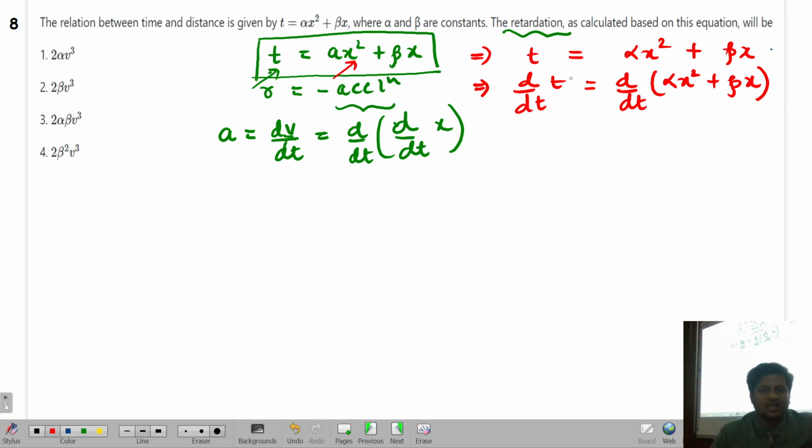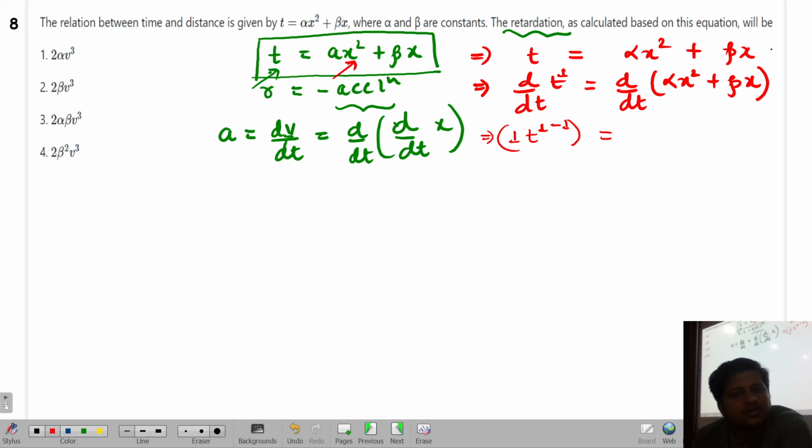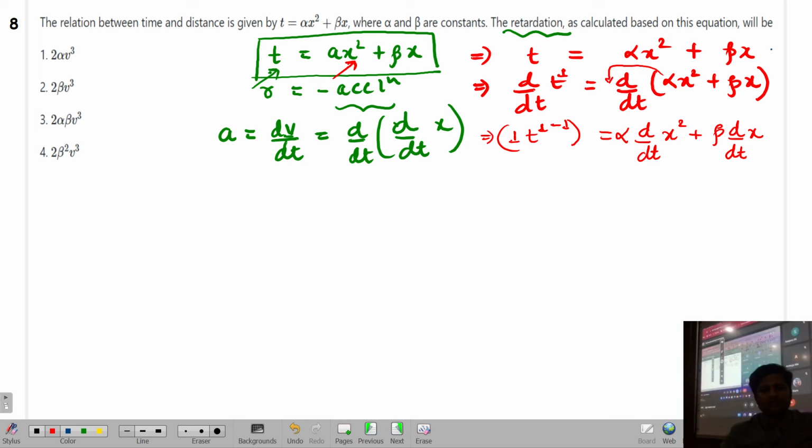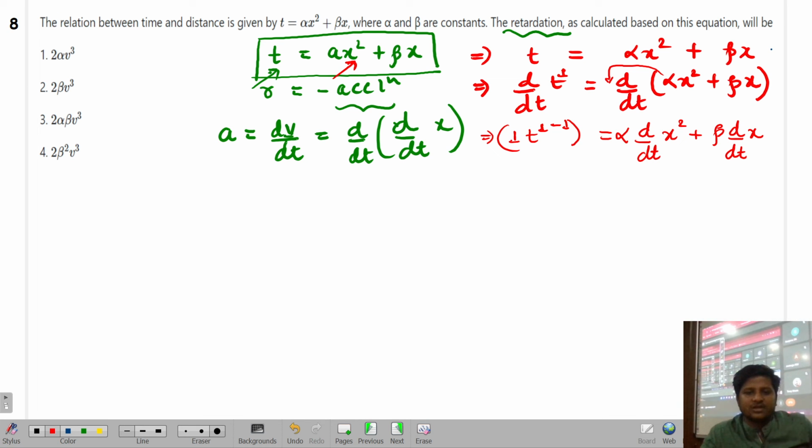Clear? Now this is t to the power of 1. Simple, logical. What will be the answer? d by dt of t to the power of 1 is 1 to the power of 1 minus 1. Next thing is what? Here, try to understand x is representing position. Position is always going to vary with respect to time, it is never going to be constant. So this constant alpha will come outside, and then it will be applied as d by dt of x square. Here beta will come outside, and it will have d by dt of x over here. This is the process or not? Tell me yes or no. Yes, sir. Okay, Asparsa, Sanjana.